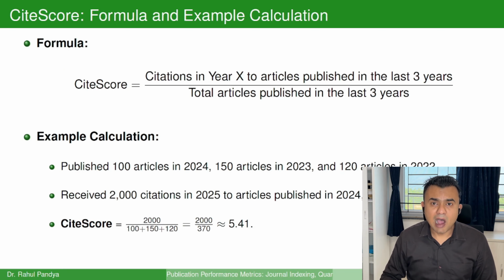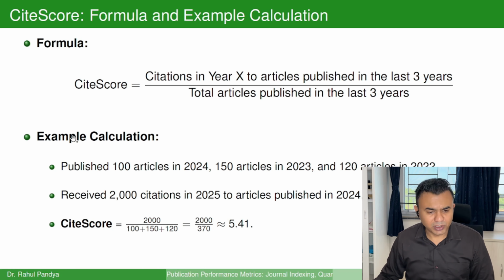Let's see how to compute the CiteScore. CiteScore says: citations in year X to articles published in the last 3 years, divided by the total number of articles published in the last 3 years. So CiteScore equals the citations in year X to the articles published in the last 3 years divided by the total articles published in the last 3 years.